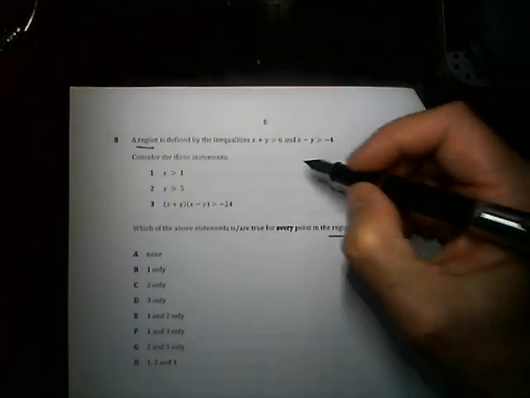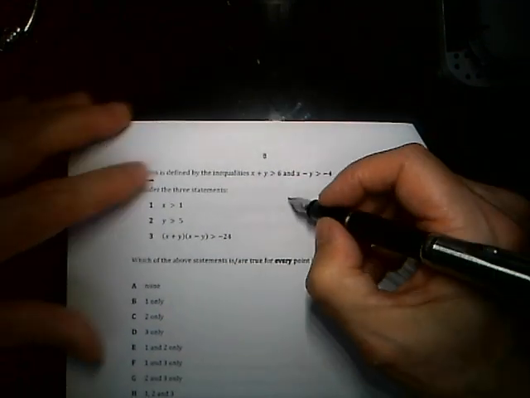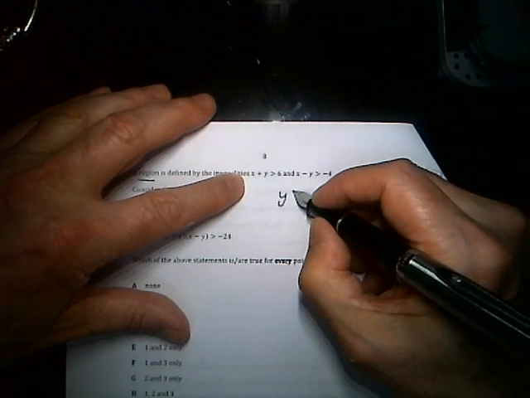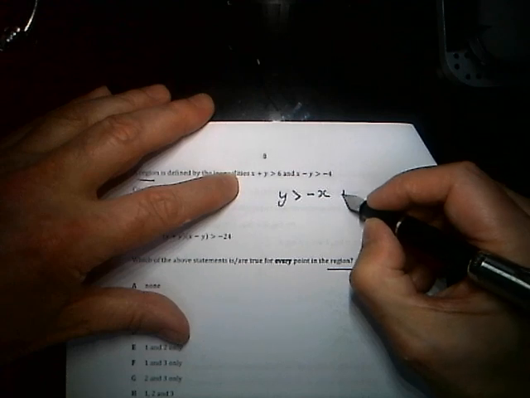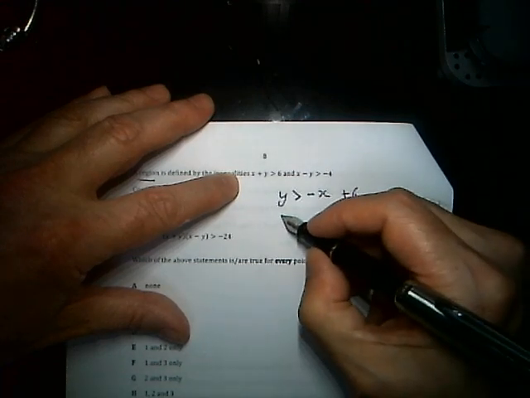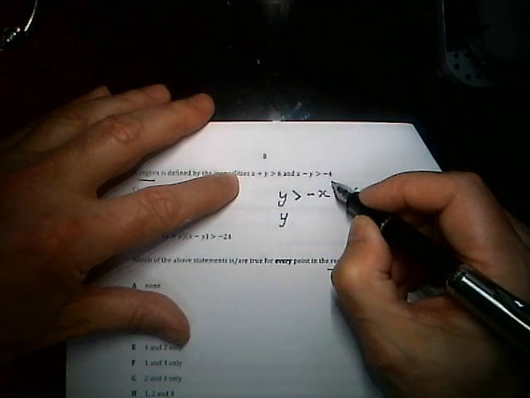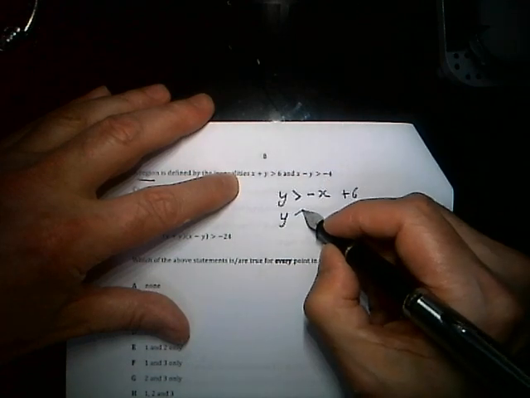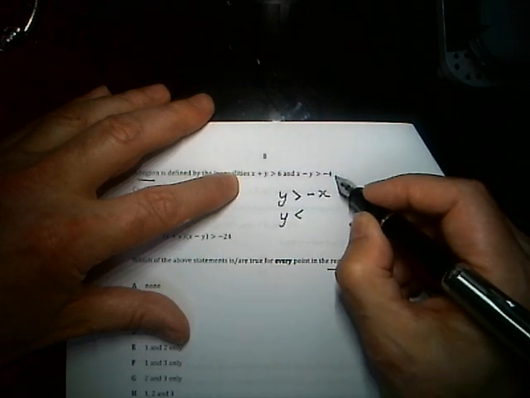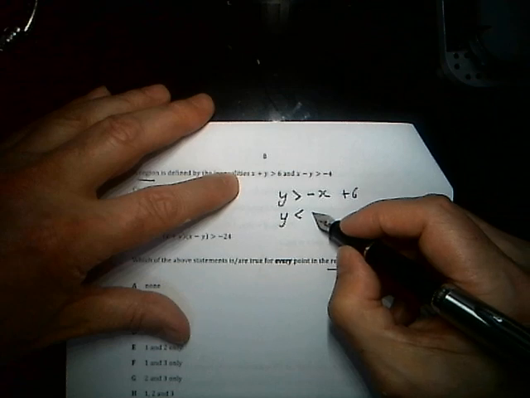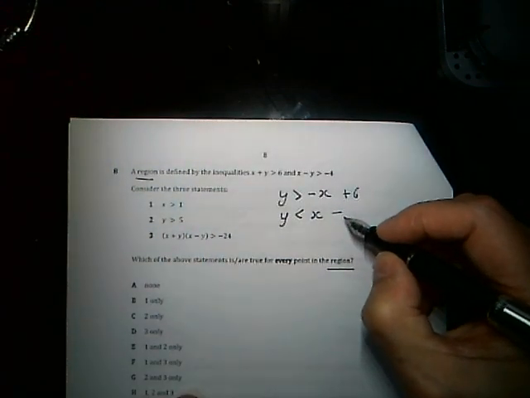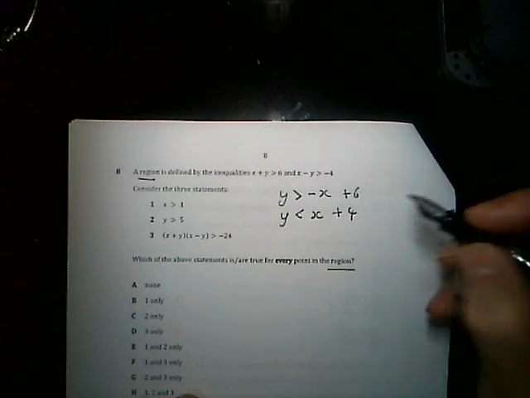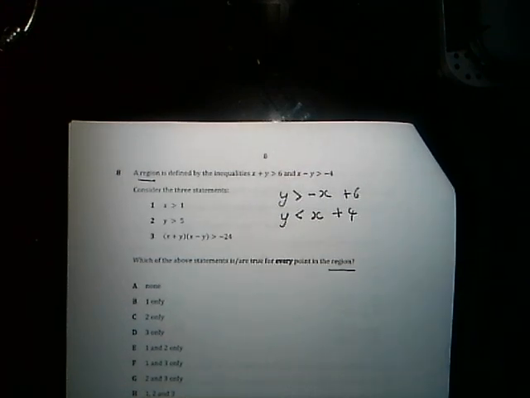So I'm going to rewrite these inequalities. We've got y is greater than minus x plus 6, and y, taking that over that side, so changing the sign, y is less than x plus 4. Those are our two inequalities.